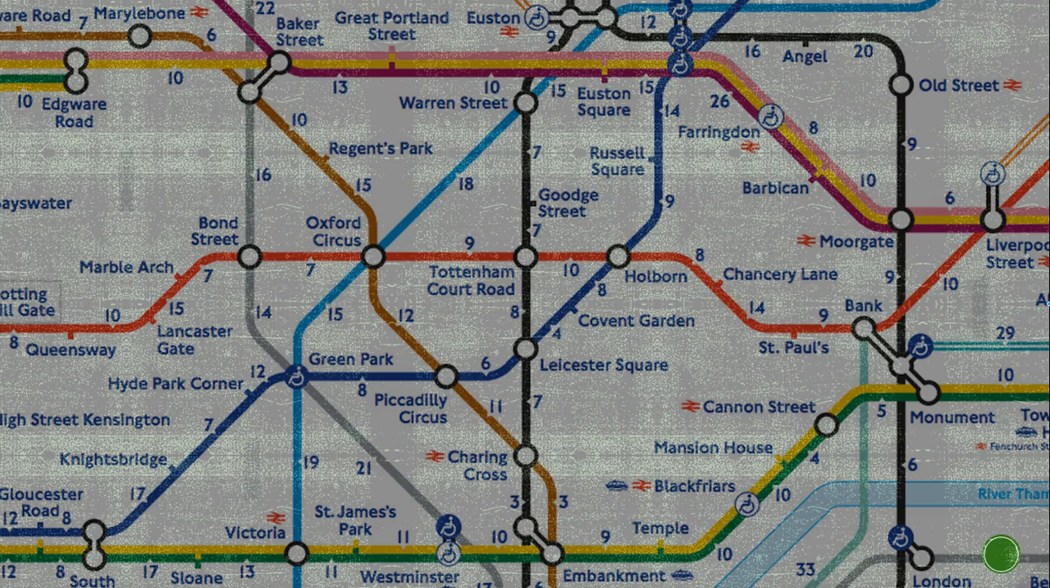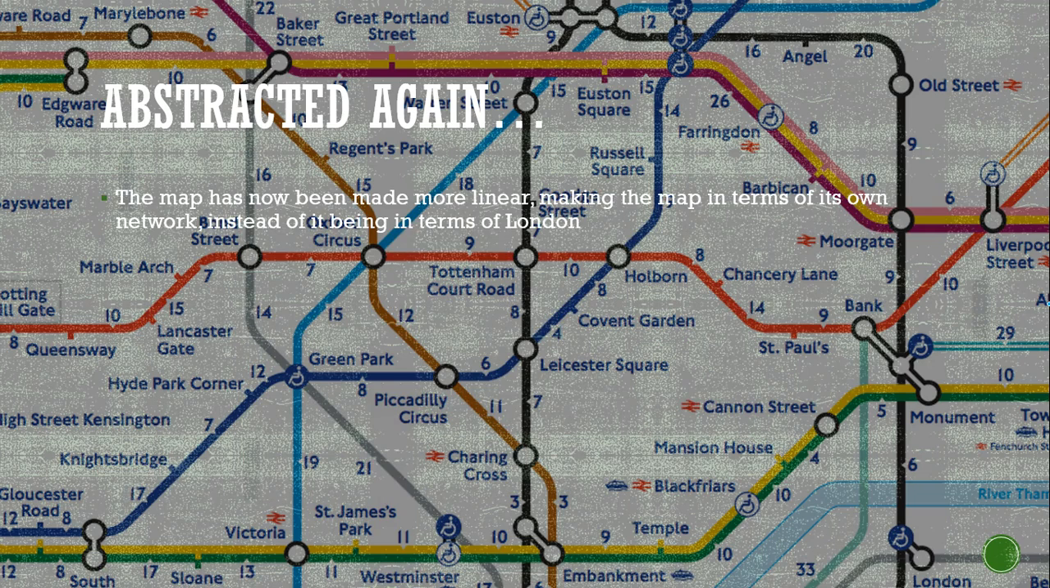So we can abstract it to this, which is your common London Underground map. Now the map's been made more linear, so it's in terms of its own network instead of being in terms of London. Is it more useful for our problem of heading eastbound on the Central line? Well, yes, because I can see Liverpool Street here. And I know that if we want to go eastbound, we've got to go up that way.